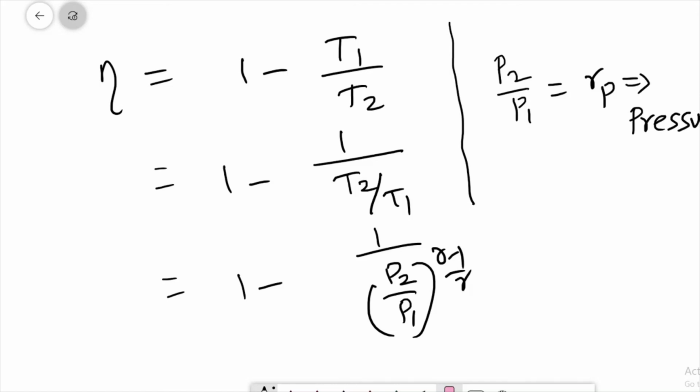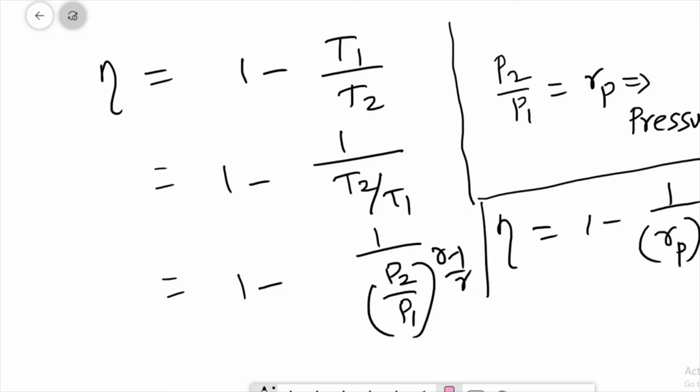Then again we can replace, and our efficiency further becomes 1 minus 1 by Rp power (gamma minus 1) by gamma. So this is the formula for finding the efficiency of the gas turbine engine. We can say for the simple gas turbine engine, this is the formula. This can be applied for the simple closed gas turbine as well as for the open gas turbine.